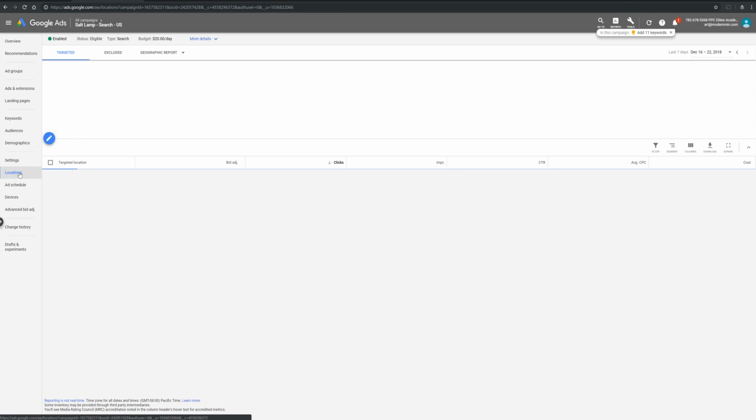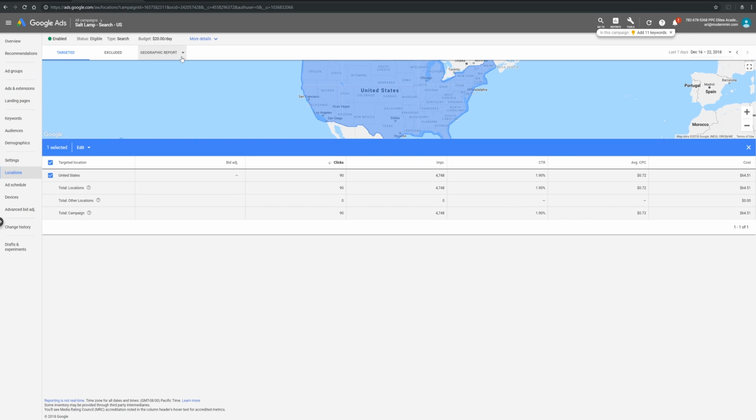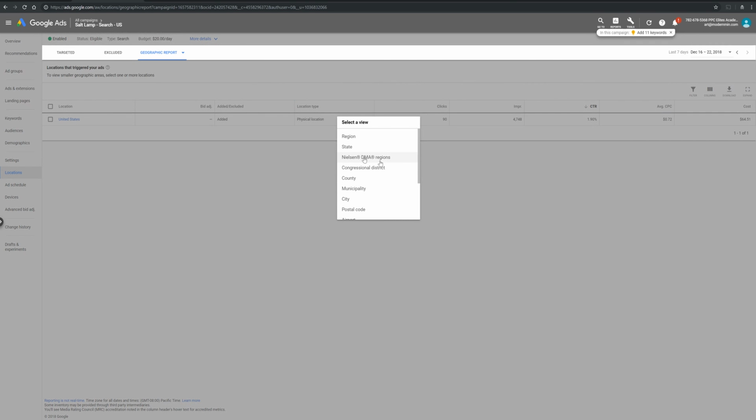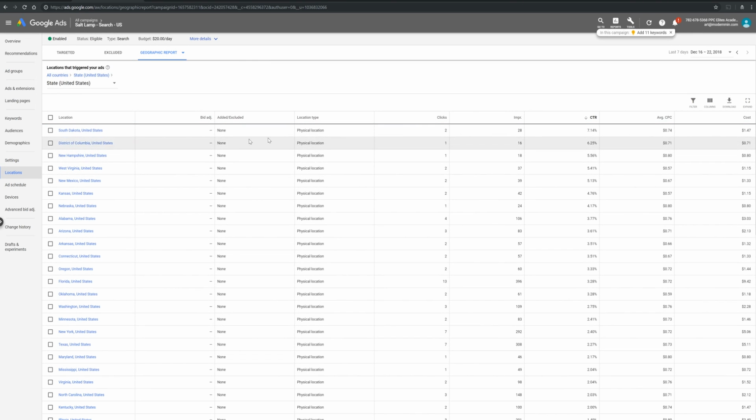Next, what we can do is you can also do bid adjustments for location. All right. Now with location, let's go ahead and go. You want to click on geographic report. All right. Click on that. Click on the United States, and then you could break it down by state or any different one you want. I usually recommend just do it by state. And now we have all the different states.